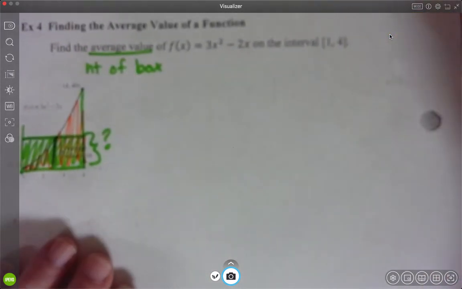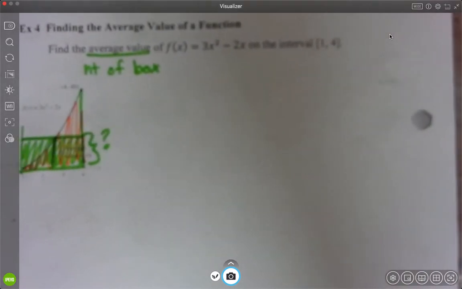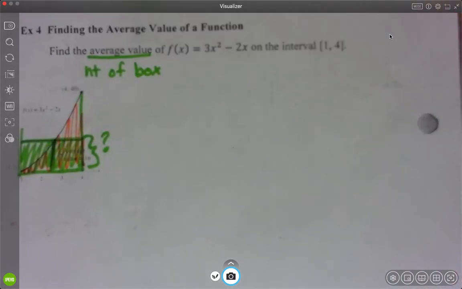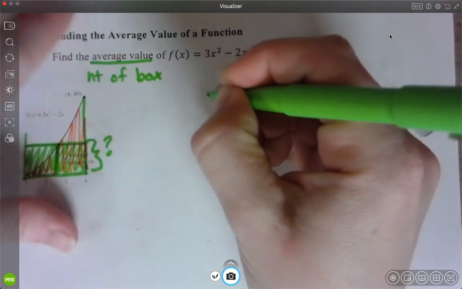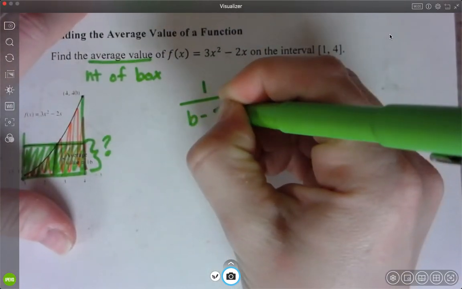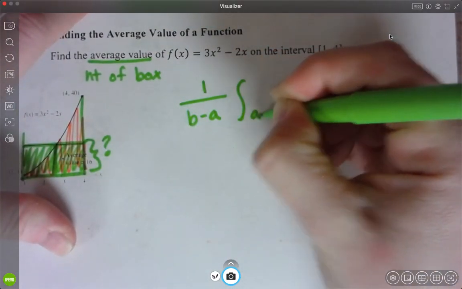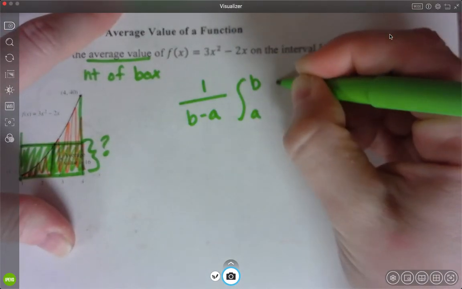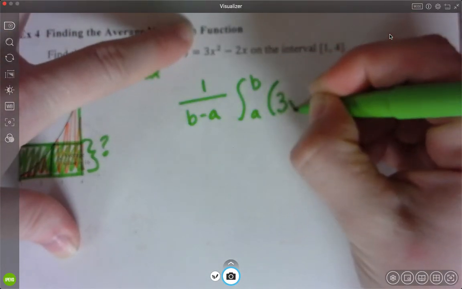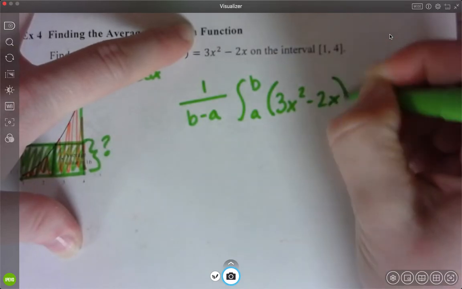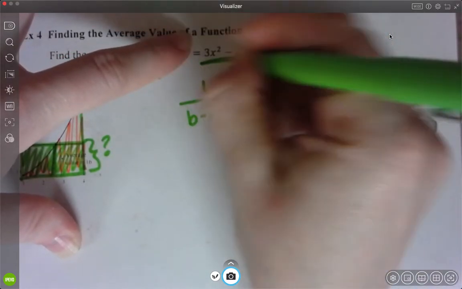All right, so I'm going to set this up, and I'm going in the interval from 1 to 4. The formula says I need to do 1 over b minus a, and then the integral from a to b of my function, 3x squared minus 2x dx. This is the function I'm using for f of x.